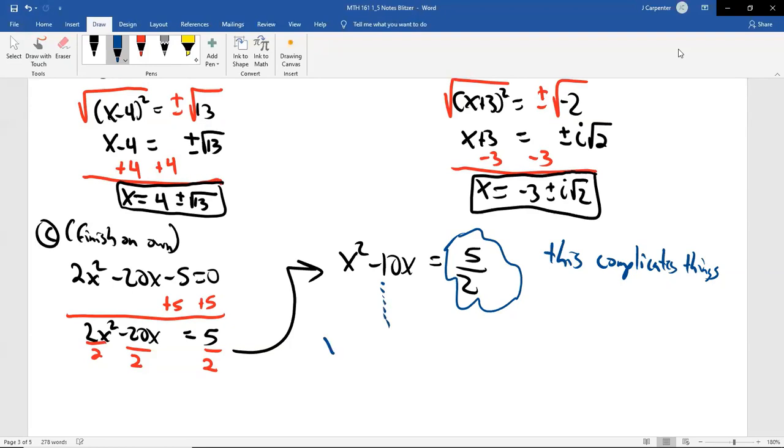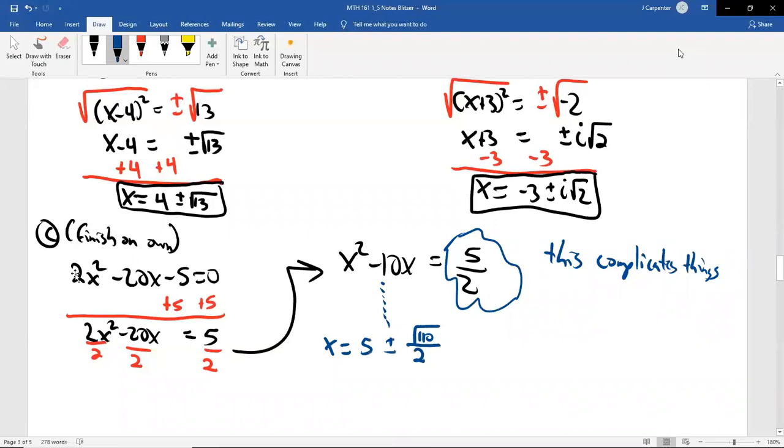End of the day, the solution ends up being x equals 5 plus or minus the square root of 110 over 2. The 2 is not in the square root. So finish on your own if you would like to. This is not an easy problem, but I just at least wanted to show you when that would suck.